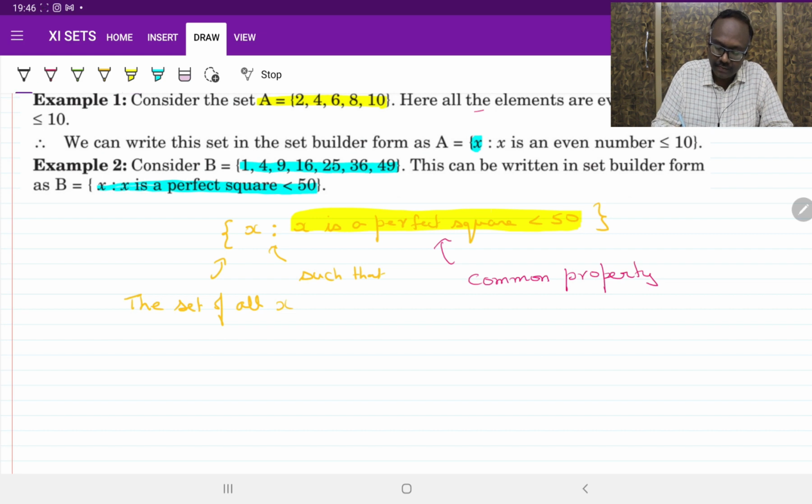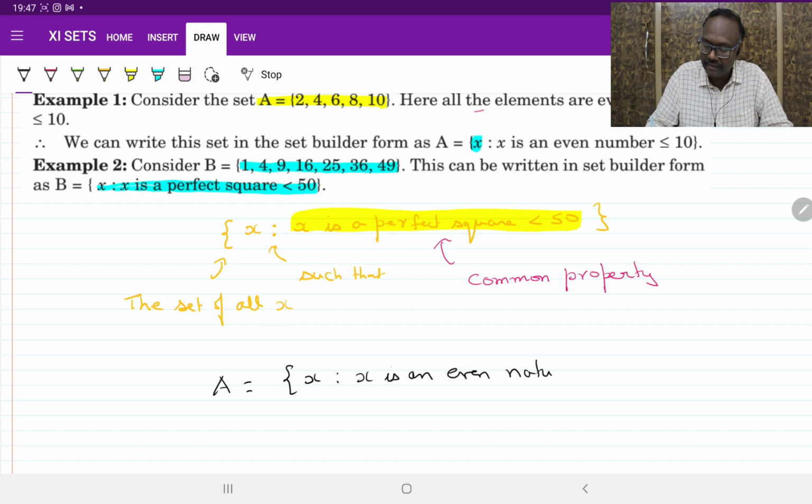A is equal to the set of all x such that x is an even natural number, and we observe that they are less than or equal to 10. The set of all x such that x is an even natural number less than or equal to 10.